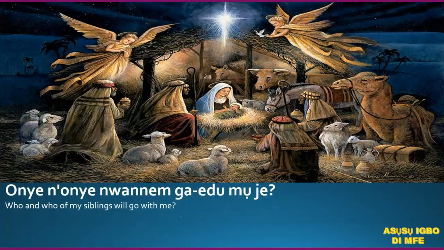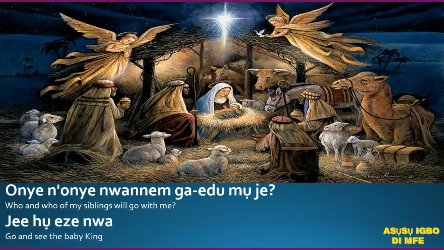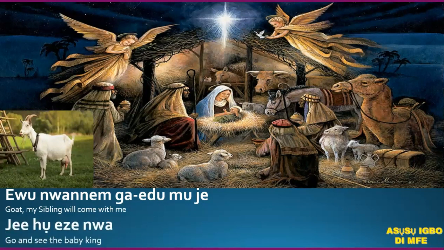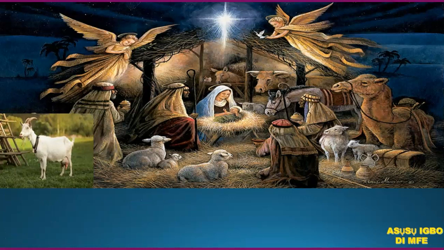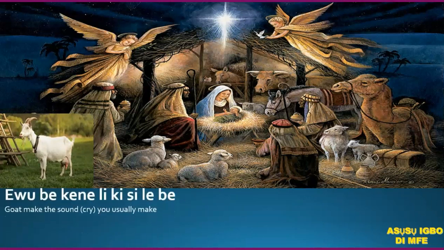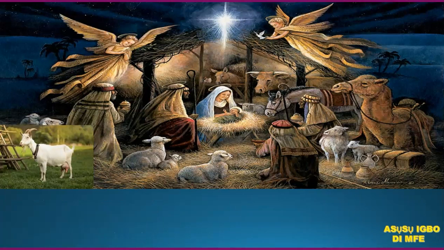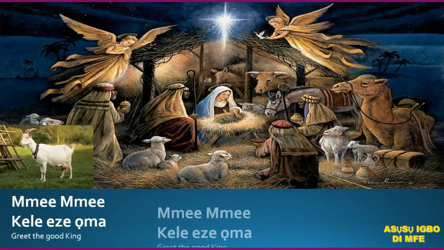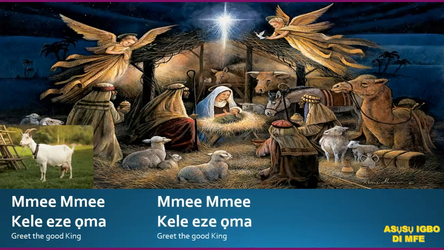Anyị ga-eje hụ eze amụrụ ọhụụ, jee hụ eze nwa. Onye na onye nwanne m ga-edu m jee hụ eze nwa. Ewu nwanne m ga-edu m jee hụ eze nwa. Ewu bekee n'eli ka isi lebe, biko bee ka anyị nụ. Mee, mee, kelee eze ọma.